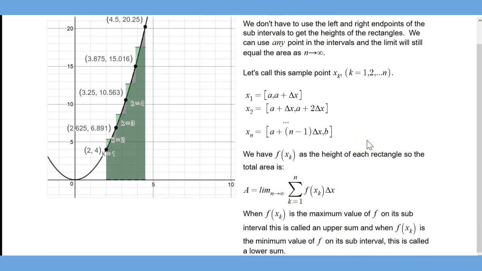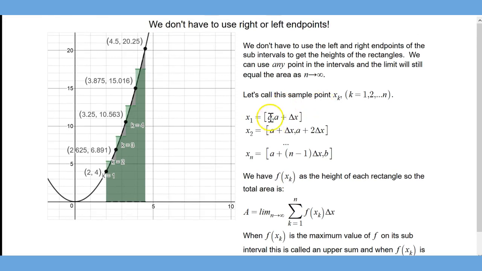So something else that we see is you don't have to use left and right endpoints. You can use any point in each of those subintervals, and as n goes to infinity, the sum of those areas still goes to the actual area underneath the curve. If we look at each of our intervals, for whatever n we're given, we can just pick any sample point from each of these intervals, and so we can denote it.